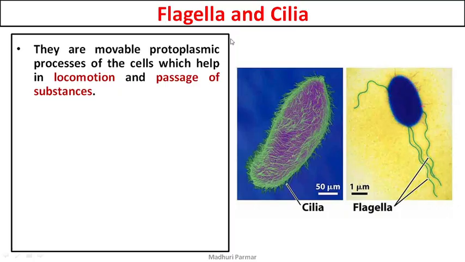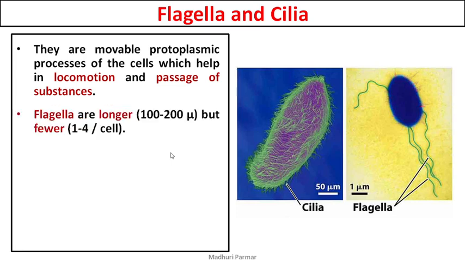What are flagella and cilia? They are movable protoplasmic processes. First, they are movable, they can move around. And where are they arising from? They are coming out from the protoplasm, from the cytoplasm. So they are cytoplasmic processes which are movable. What function do they do? They help in locomotion, which is movement from one place to another, and they also help to pass things along, for passage of substances. We shall see that when we study the functions.